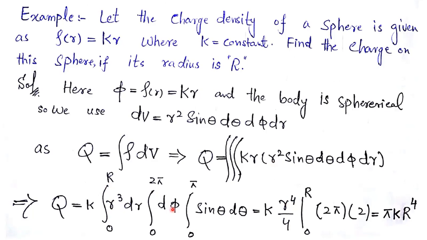Similarly, integrating this term, as in the previous case, will give me just 2 pi. And integrating this will give me just 2 as a number. So when I multiply all these numbers, my final answer will be pi, k, and R to the fourth. So this is the total charge.